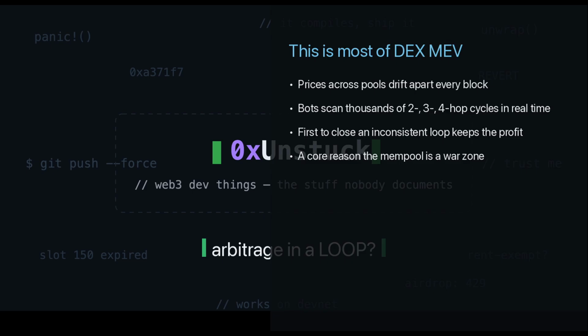And this isn't a toy. Cyclic arbitrage is a huge slice of all the value extracted on decentralized exchanges. Prices across pools drift apart every single block, and bots are constantly scanning thousands of possible loops, 2 hops, 3 hops, 4, looking for a cycle whose rates multiply above 1. Whoever spots it and lands their transaction first keeps the money. It's one of the main reasons the mempool is a battlefield. Let's build the simplest version and see it pay.